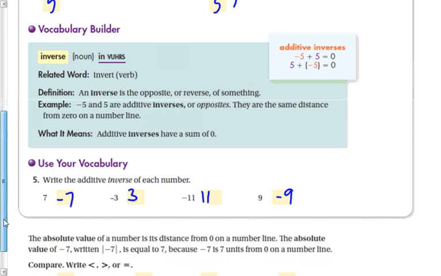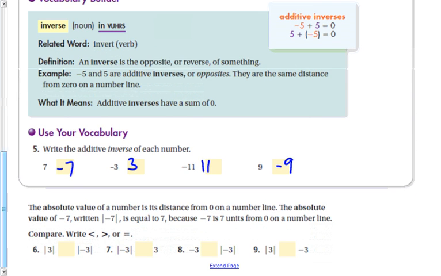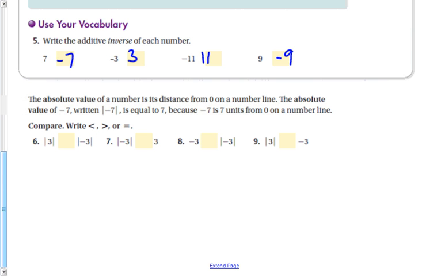Important definition here. Make sure you take note of that. The absolute value of a number is its distance from zero on a number line. The absolute value of -7 is written like this, and it's equal to 7 because -7 is 7 units from zero on a number line. Now remember, there are two numbers that are 7 units from zero on a number line, -7 and 7. So keep that in mind.